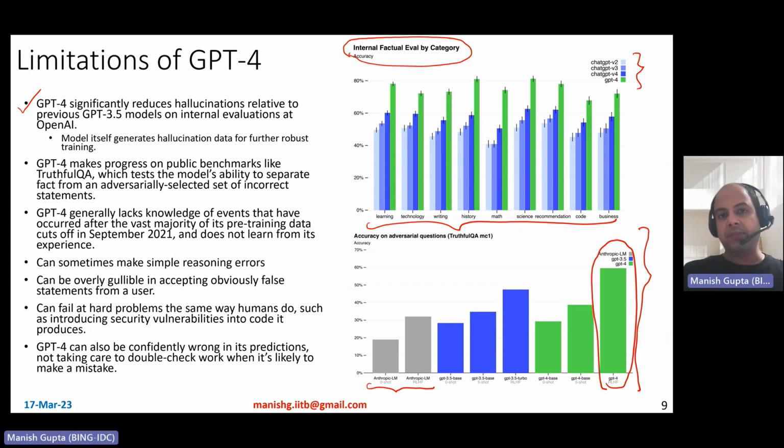However, hallucination problems are still there. Although OpenAI folks have done a lot of work in terms of reducing hallucination by using GPT-4 itself to generate synthetic data to learn further and avoid hallucination, hallucination problems are still there. Specifically because GPT-4 has been pre-trained on data up to September 2021. It can make simple reasoning errors. It can be very gullible in accepting obviously false claims made by a user. It can fail at hard problems like humans do, but it can also be very confidently wrong in its predictions, not taking care to double check its work when it is likely making a mistake.